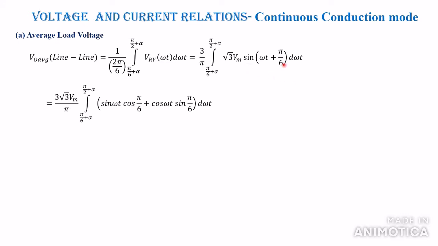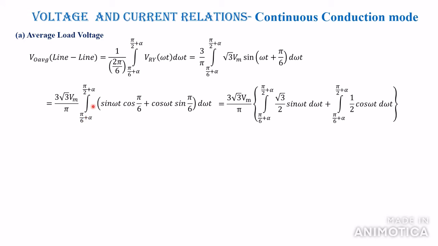This is in the form of sine A plus B, so we can write it as sine A cos B plus cos A sine B. Here we have taken root 3 Vm outside. So 3 root 3 Vm by pi integral pi by 6 plus alpha to pi by 2 plus alpha of sine omega t cos pi by 6 plus cos omega t sine pi by 6. Now we are splitting this integration into two terms. So 3 root 3 Vm by pi, and the first term is the integral from pi by 6 plus alpha to pi by 2 plus alpha of root 3 by 2.